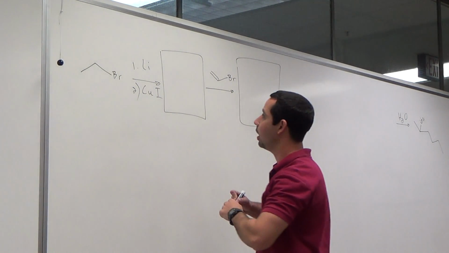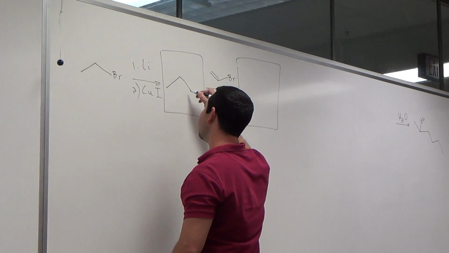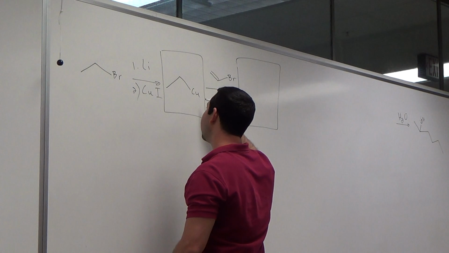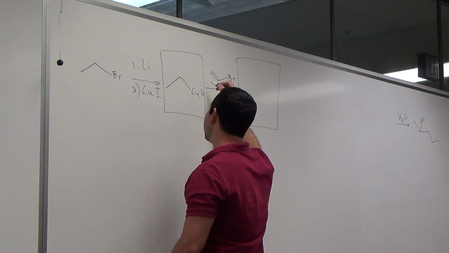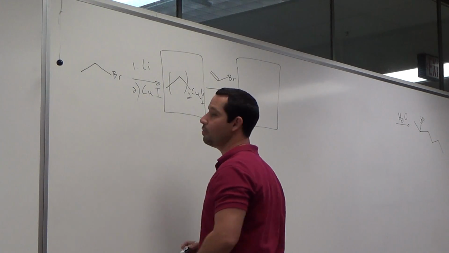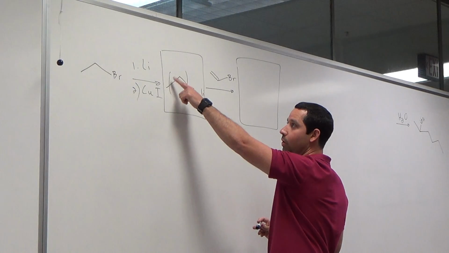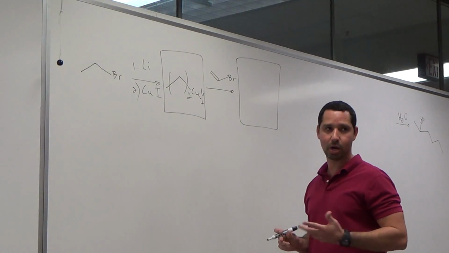Hold on a second. Okay, let's do this one. If you add these two things, what are you going to get? You are going to get the copper, times 2, and the lithium, and the iodide is everywhere, and you're going to get two of these. The point is, what is this going to be? The nucleophile.